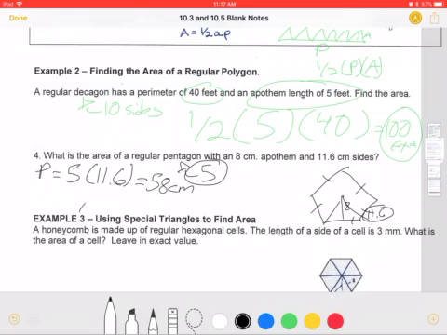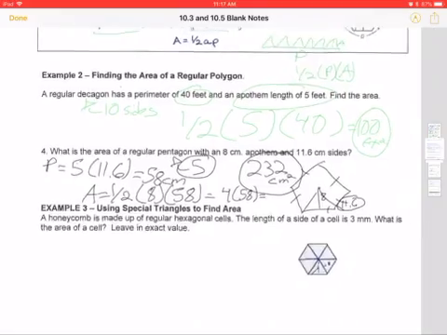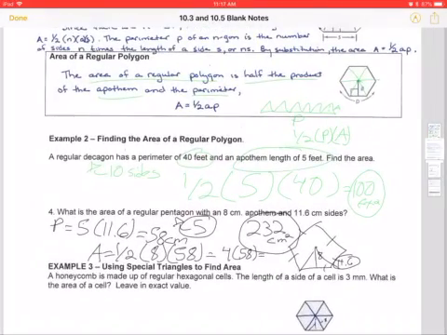And then if we're going for our final area, this is 1/2 our apothem, which is 8, times our perimeter, which is 58. So this is going to be 4 times 58, which is 232 centimeters squared. Simple enough. Again, not quite drawn to size, but I think this section's pretty easy. I may post another video to talk about the next few examples, but I hope this was helpful.